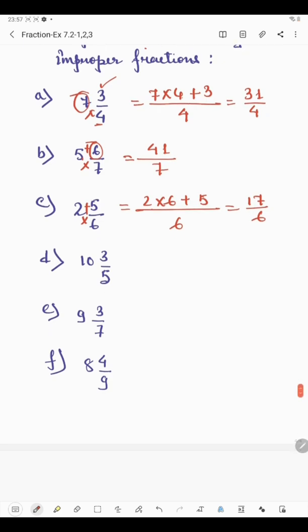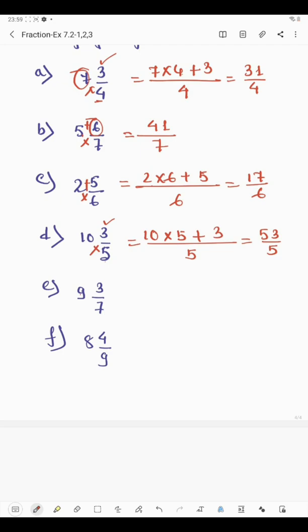Okay. Now in the D part we have 10 3 by 5. When you convert this into an improper fraction, the whole number, which is 10 here, is to be multiplied by the denominator. So 10 multiplied by 5 and the result is to be added with the numerator, which is 3 here, divided by the denominator. The denominator will always remain the same. So 10 5s are 50. 50 plus 3 is 53 by 5. So when you convert 10 3 by 5 into an improper fraction, it will become 53 by 5.